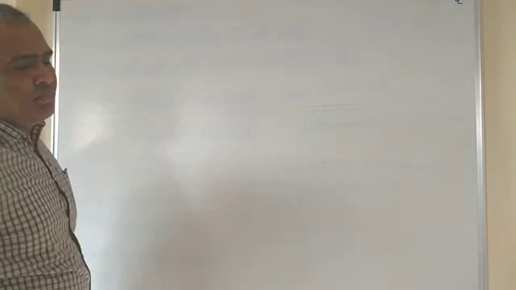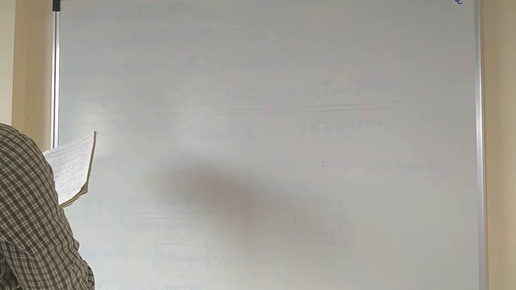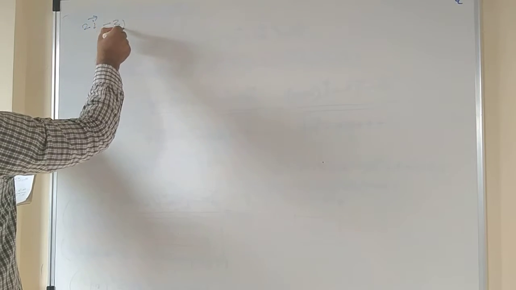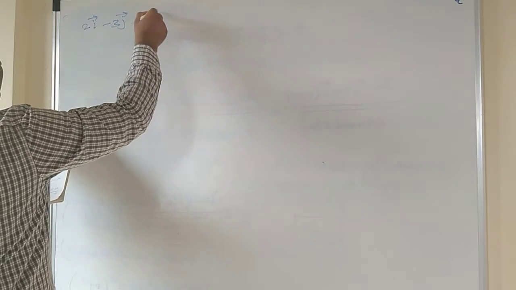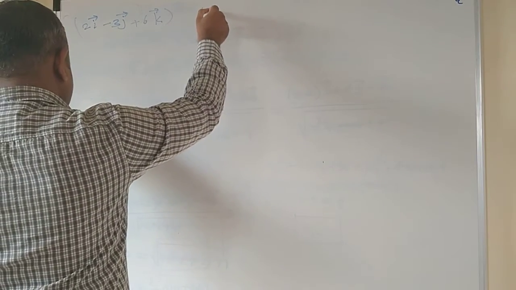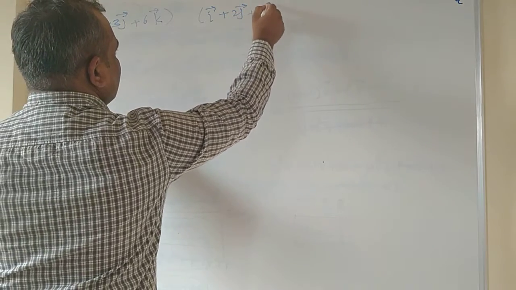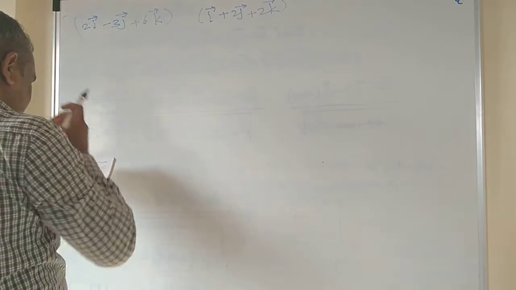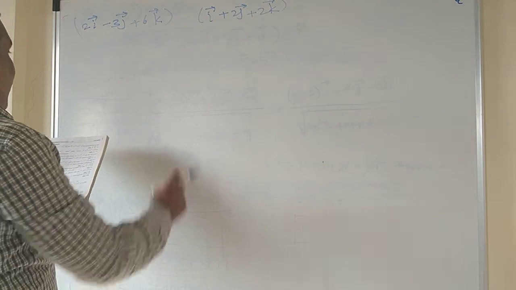You can solve problems from the book. The next problem is: find the projection of the vector 2i bar - 3j bar + 6k bar on the vector i bar + 2j bar + 2k bar. So find the projection of this vector on this vector.